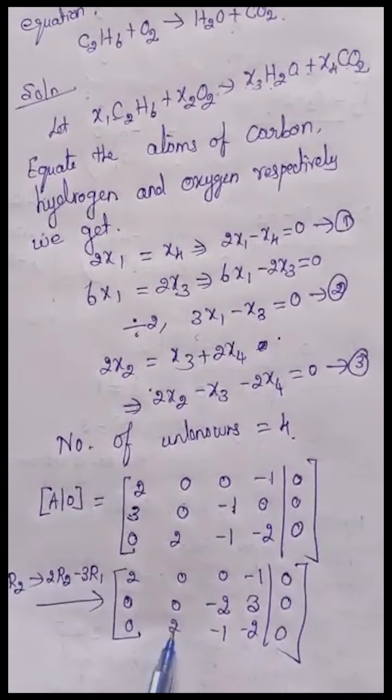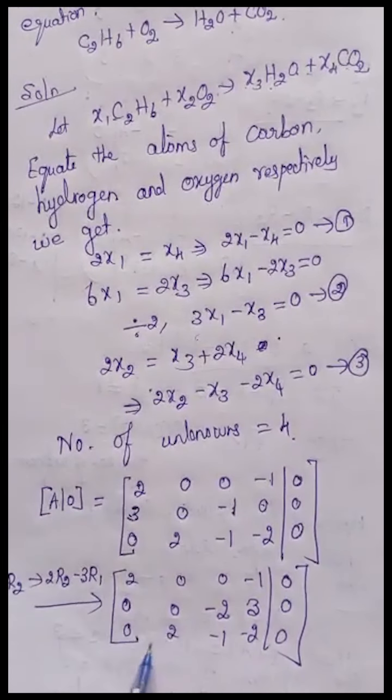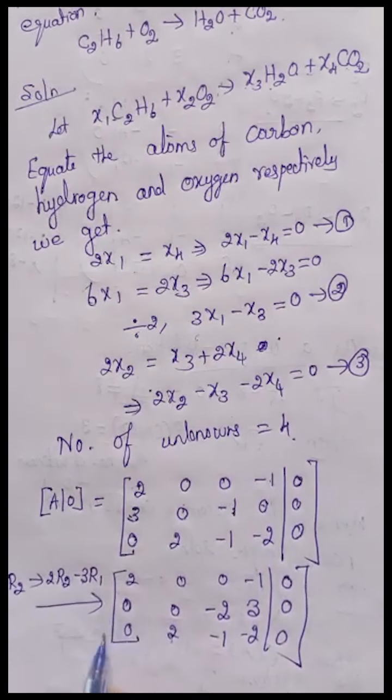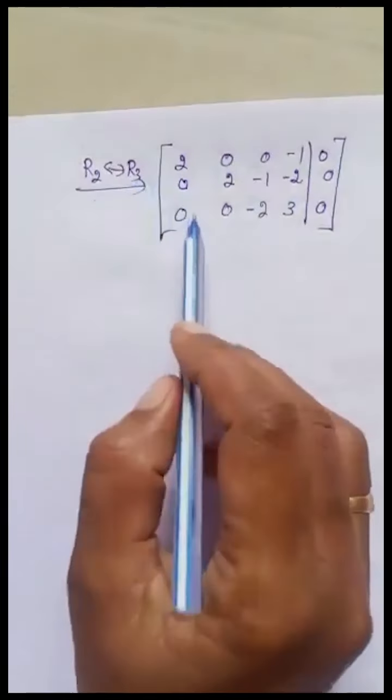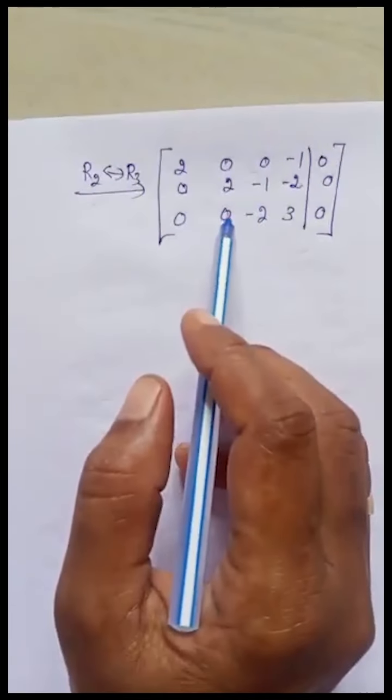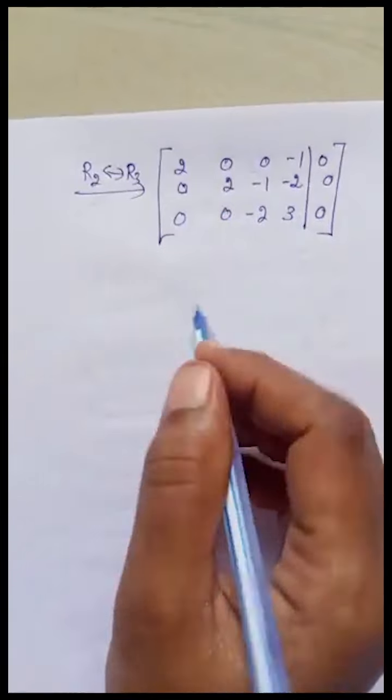Now the next work is to make this value 0, isn't it? But here we cannot make this 0. So we can interchange R2 and R3. See, I have just interchanged. Now anyway, more than this we cannot simplify.